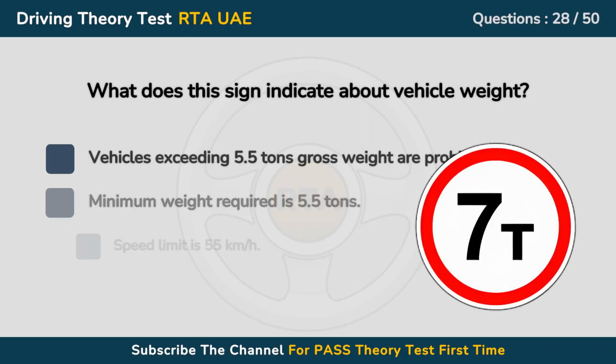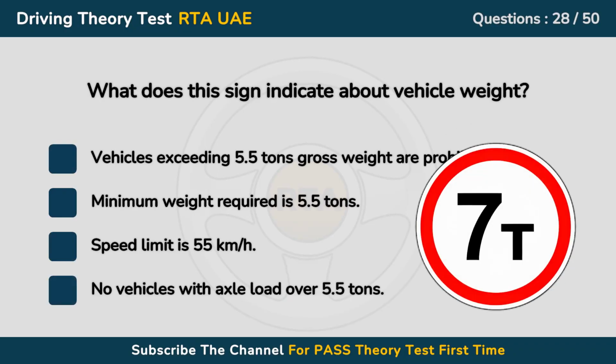Question 28. What does this sign indicate about vehicle weight? A. Vehicles exceeding 5 tons gross weight are prohibited. B. Minimum weight required is 5 tons. C. Speed limit is 55 kilometers per hour. D. No vehicles with axle load over 5 tons.